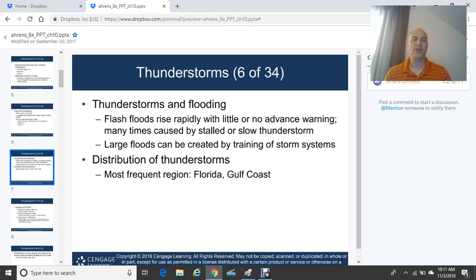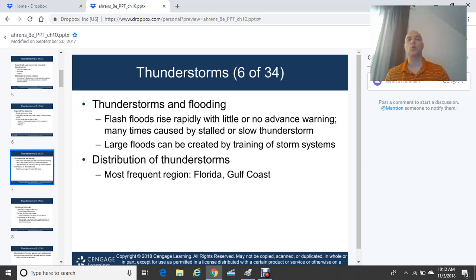All right. With thunderstorms, there's a lot of threats. One of the biggest threats is the flooding. Flash floods rise rapidly with little or no advance warning. They happen so quickly. Many times they're caused by stalled or slow thunderstorms. Large floods can be created by training of storm systems.